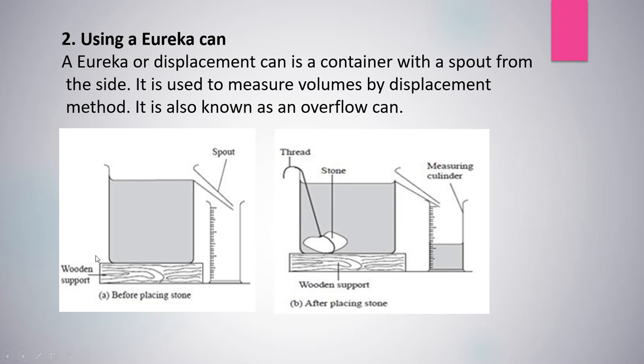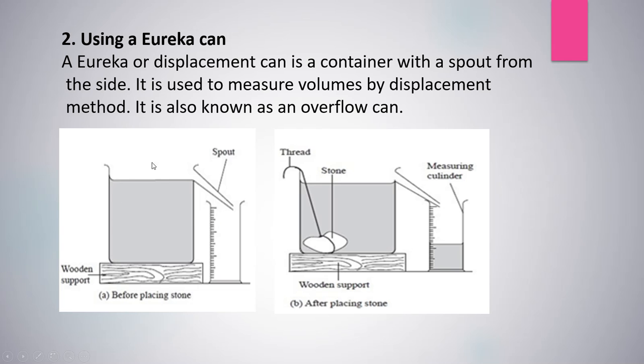Okay, so now what do we do? First pour water into the Eureka can until it flows out through the spout. When it has stopped flowing, then place the beaker under the spout, because now the water will be at this level here. So now place the beaker under this spout here. Before, the beaker should not be there.